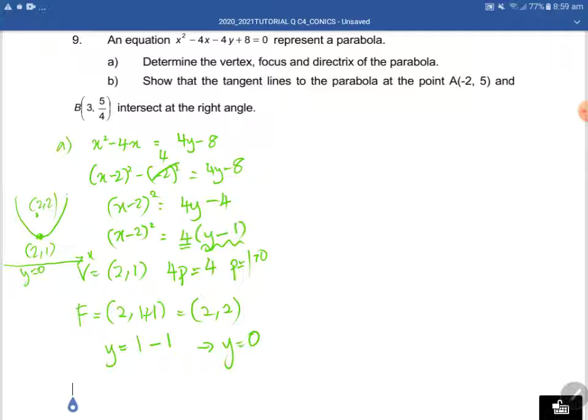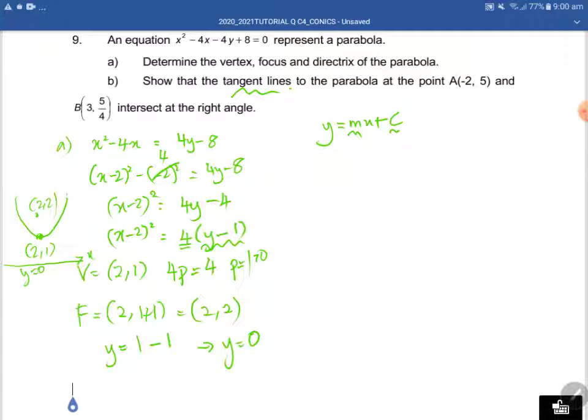Okay, now show that the tangent lines to the parabola at point A (negative 2, 5) and B (3, 5 over 4) intersect at right angle. So we have to find the tangent line first. How to find the tangent line at the parabola? A tangent line is always y equals mx plus c. So we need to find what is our m and what is our c.